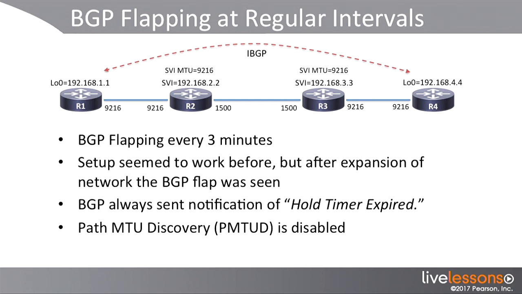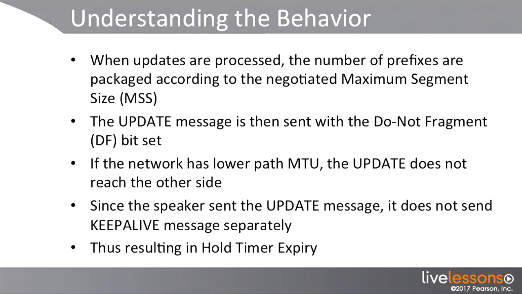Well, before we go to the fixing part, let's understand how this actually works. Whenever you have MTU problems and your BGP session is flapping every 3 minutes, you will see a notification message of hold timer expiry. What this means is the keepalive message did not go through. When you have BGP established and you are exchanging routes, the update message is actually treated as the keepalive message. The router does not send a separate keepalive message when exchanging updates between the BGP peers.